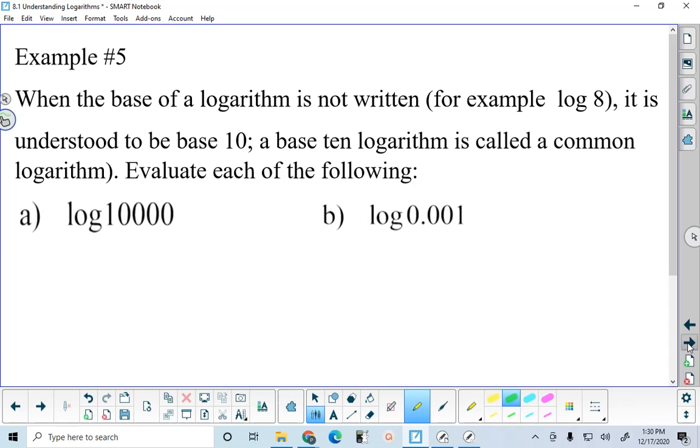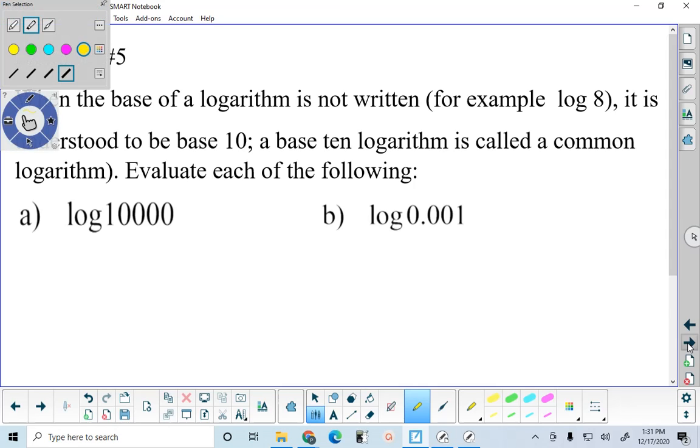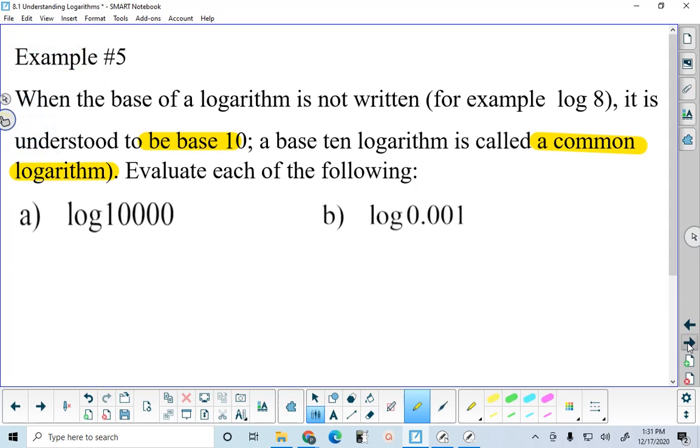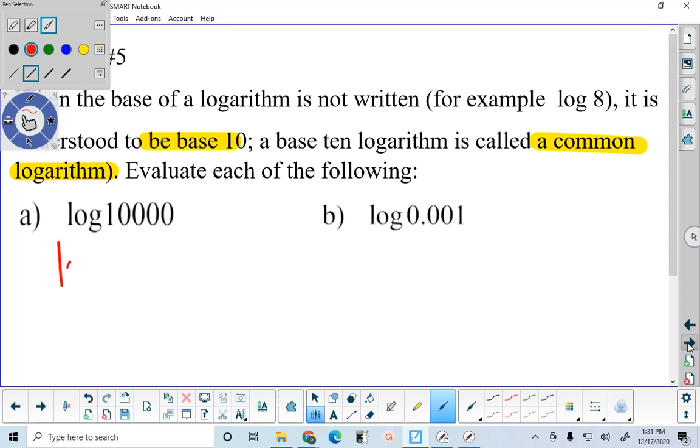All right, let's take a look at example 5. If you do not see a base, then the base is 10. This is called a common logarithm. Base 10 is a common logarithm. And it's common because we use a base 10 in our number system. So if you were asked for log of 10,000, that means it's log base 10 of 10,000.